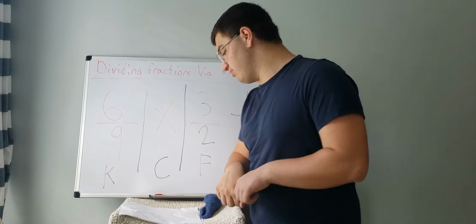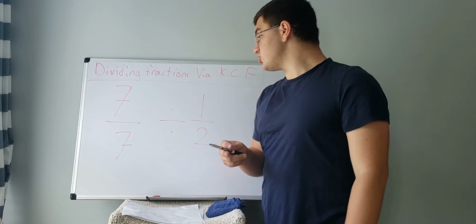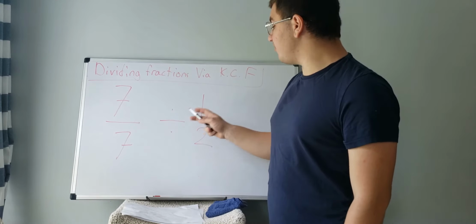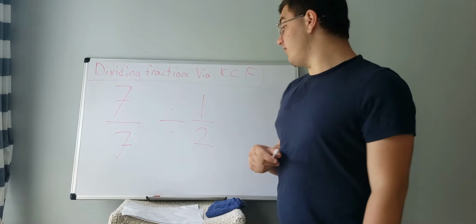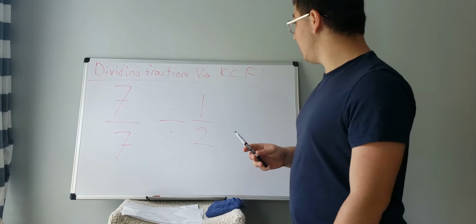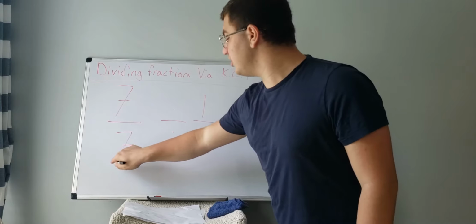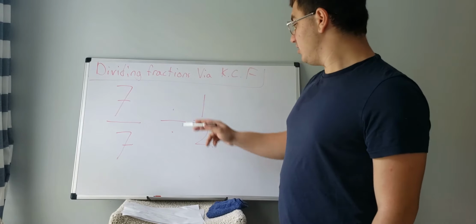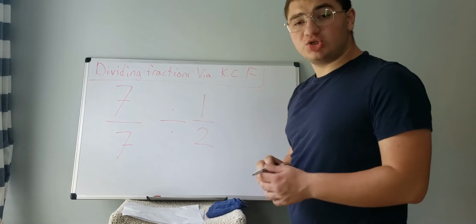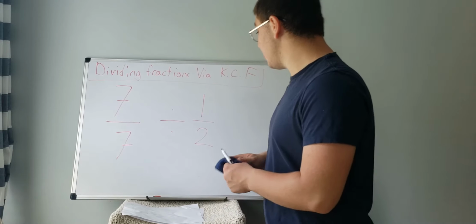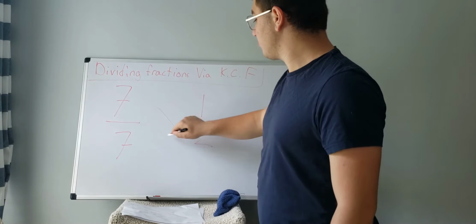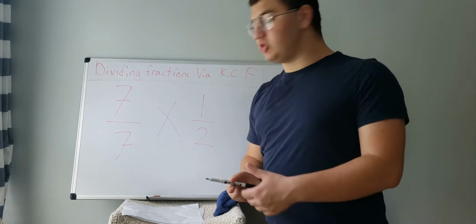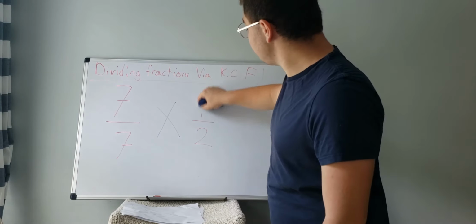Now for the second example. Okay, friends, so here we have 7/7 divided by 1/2, and we're going to use the K.C.F. method to solve this one. So, let's get started. So K, right? Underneath we write K, and we keep this, change the division sign to a multiplication sign. And then we flip the 1/2 to 2 over 1.